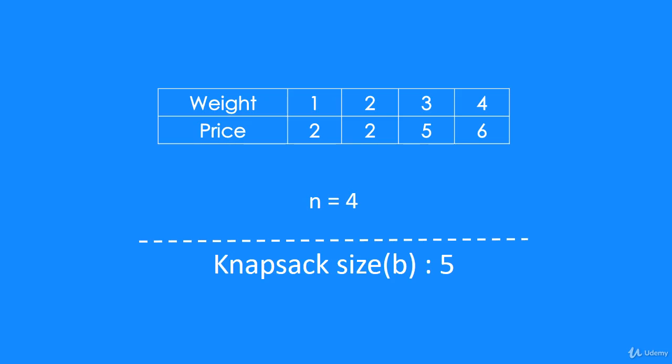Knapsack is an optimization problem. We have n items. Each item has its weight and price. And we have a knapsack of some size, which indicates how much weight it can take. We want to take a collection of items with the biggest price so that they fit in our knapsack.